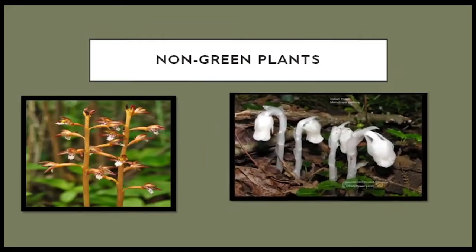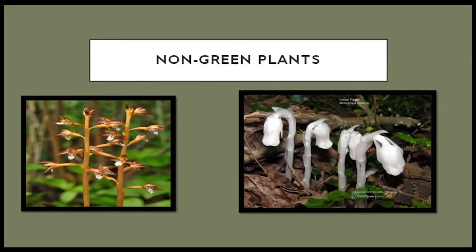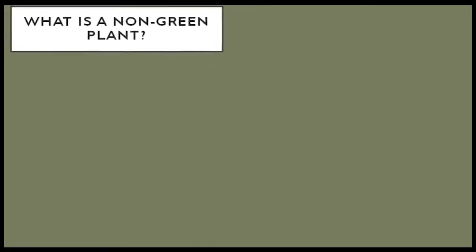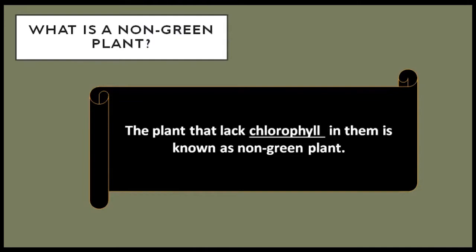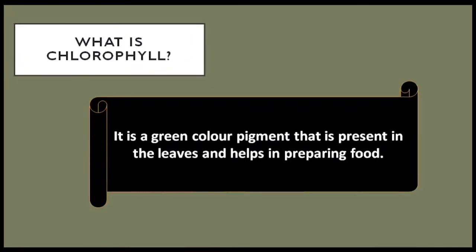Next come the non-green plants. As you can see on the screen, two pictures are there, coral root and Indian pipe. Now what do you mean by non-green plant? The plant that lacks chlorophyll is known as a non-green plant.